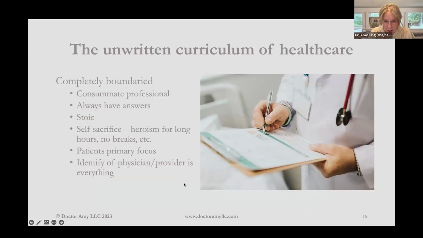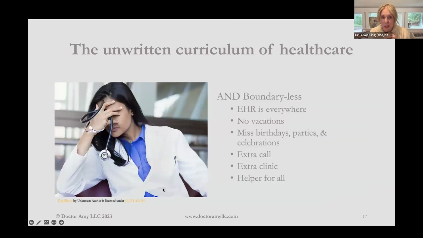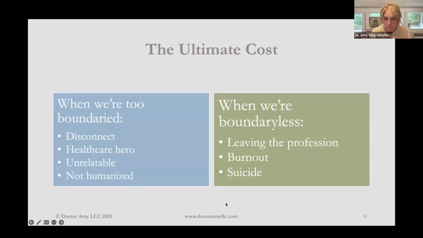The unwritten curriculum of healthcare is that if we're completely boundaried, we're the consummate professional, right? We always have the answers. We're very stoic, removed from our patients, self-sacrificing. Patients are the primary focus, and identity, whoever we are in that space, nurse practitioner, community health worker, BHC, physician, provider, is everything. On the other end of that continuum, when we're boundaryless, we're doing EHR, it's called pajama time. Not taking vacation, missing out on celebrations, taking extra call or extra clinic or vaccine clinics that are coming up this time of year, and being a helper for all.